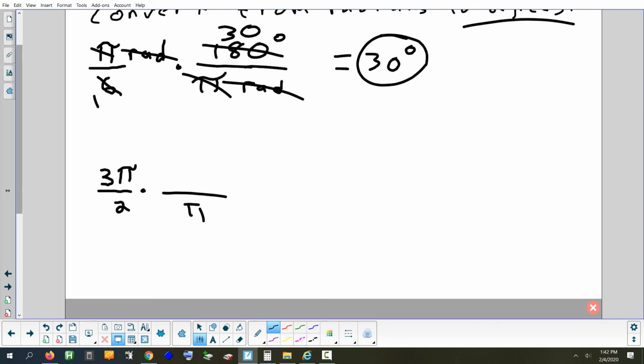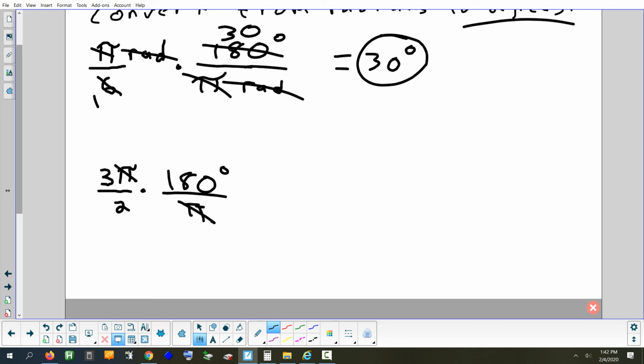If pi is in the bottom, Asia, what number is in the top? So what's the number that we always connect with degrees? 180, yeah. 180, and you got to put that degree symbol. Okay, so pi cancels, RAD cancels, but that's invisible. Anything that I can reduce before I go ahead and multiply?